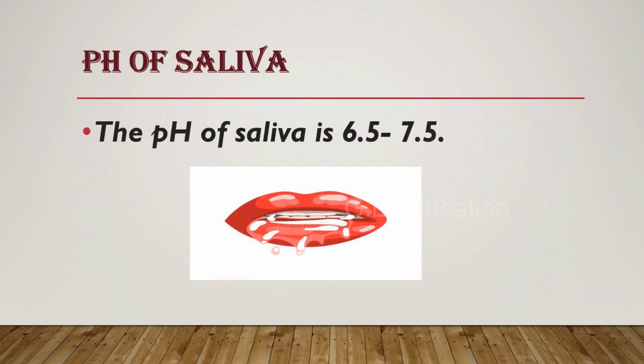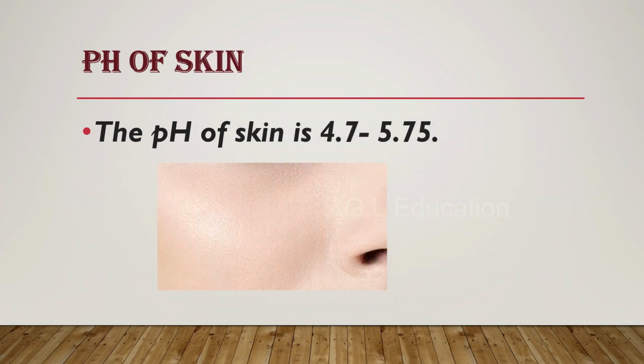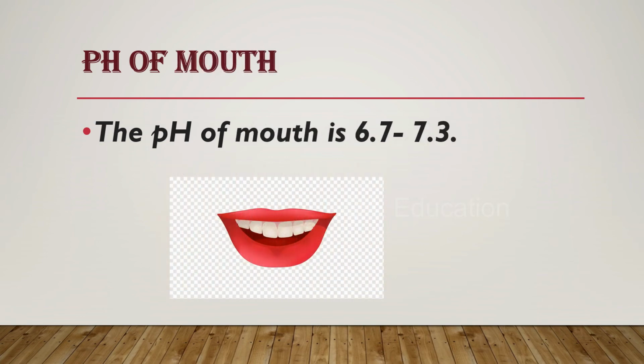The pH of saliva is 6.5 to 7.5. The pH of blood is 6.5 to 7.5. The pH of skin is 4.7 to 5.75. The pH of mouth is 6.7 to 7.3.